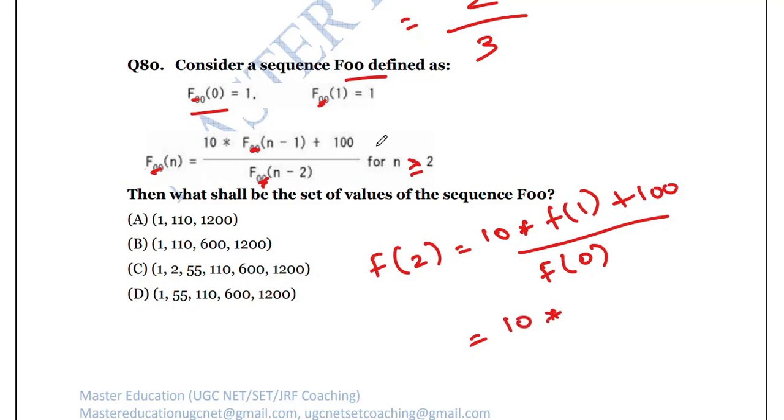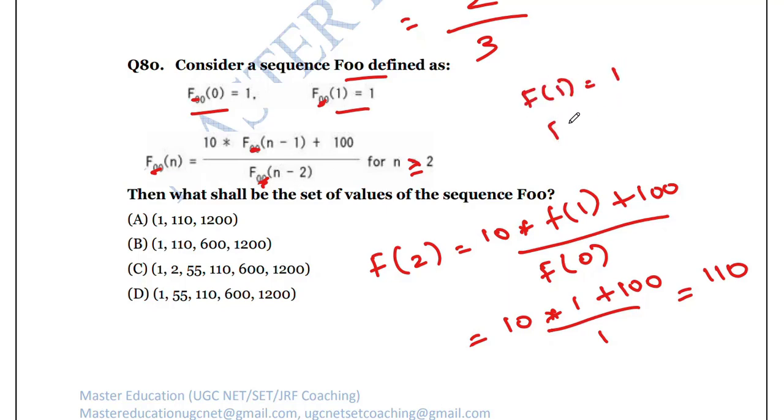So again they given the value f of 1 is 1. Okay. So f of 0 is 1, so this is 10 plus 100. And the first value is 1. Okay. F of 1 equal to 1. F of 2 equal to 110. So now I have to find out f of 3 value.